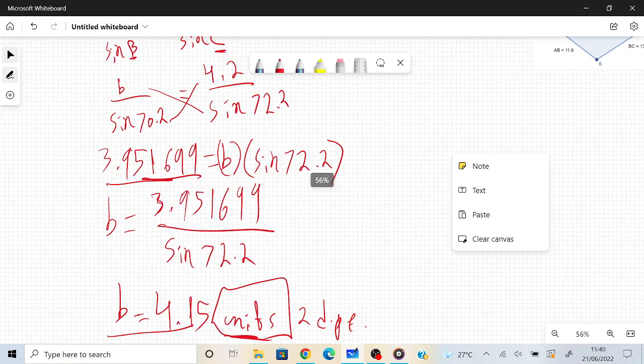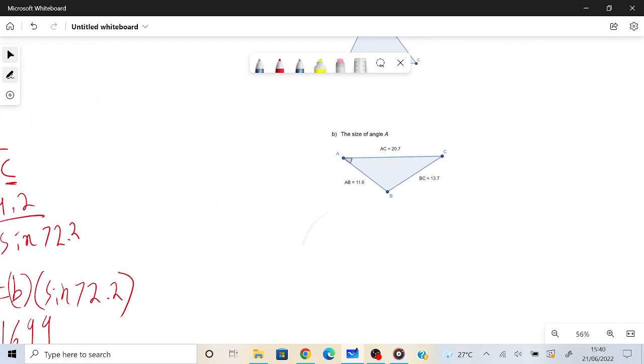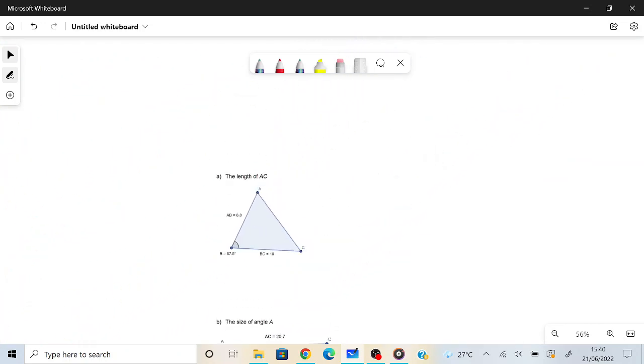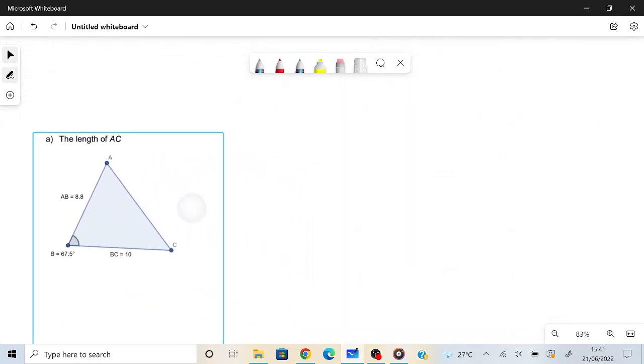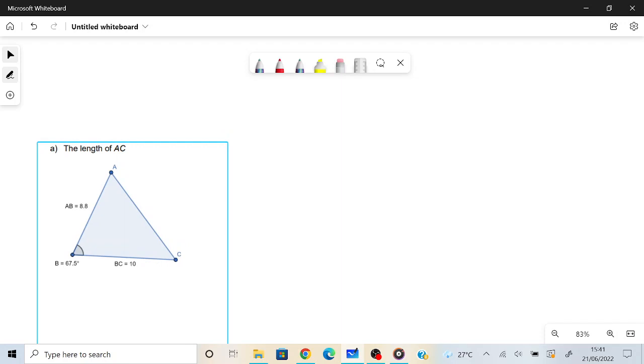Moving on to the next example. Let's zoom in. Right, now here we need to find the length of AC. So again, let's label it in our own fashion. We have big A over here, so our small a is over here. We have our big C over here, so we have our small c over here. We have our big B over here, so we have our small b over here.